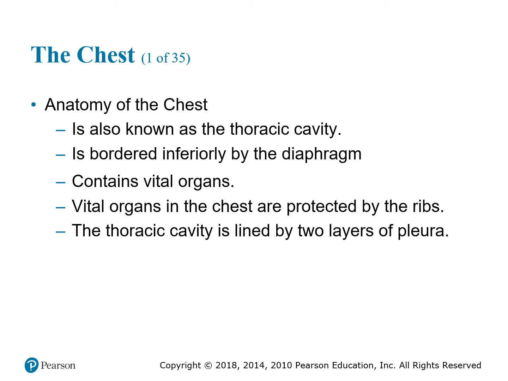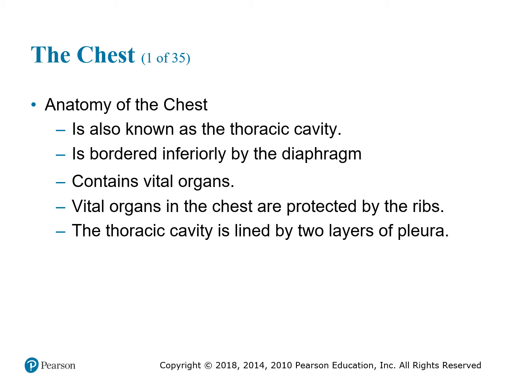Now, we're going to talk about the anatomy of the chest. So the chest is also considered the thoracic cavity. The dividing line between the thoracic cavity and the abdominal cavity is going to be the diaphragm. The vital organs contained within that thoracic cavity include your lungs, your great vessels such as the inferior and superior vena cava, the aorta, and the heart. So a lot of vital organs in that area. And there is some protection provided by the ribs there.